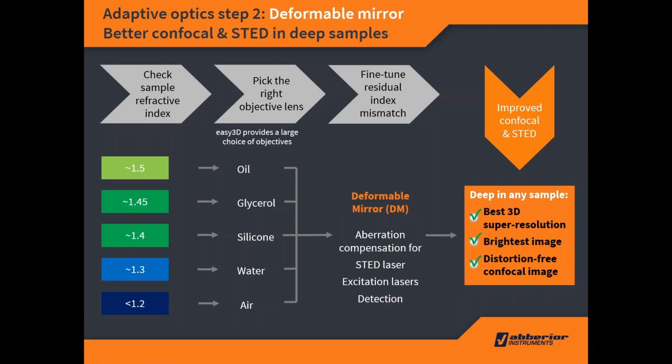To do so, we have also developed a second method, which is the deformable mirror, which can now act on the excitation and detection as well. So it's not only the STED laser, not only the STED mode that is improved, but also the confocal image in both ways, detection and excitation. So this gives us good 3D super resolution, bright images even at a high sample depth, and the images of the samples are also less distorted.